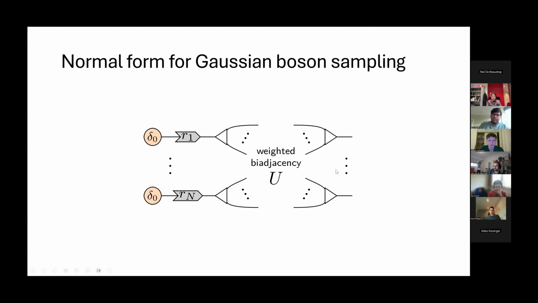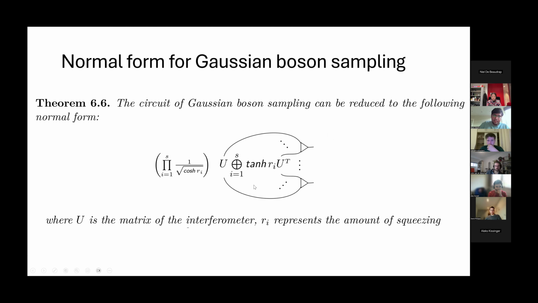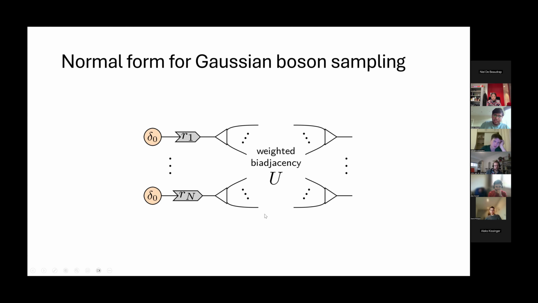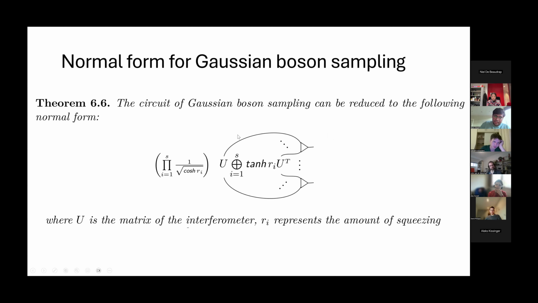Then we want to derive a normal form for Gaussian boson sampling, where we also input the vacuum state and a bunch of squeezing with some parameters. We want to reduce it to a form that we like. We do that, and we show that this diagram can be converted to this diagram where you have a bunch of W's, and there's the adjacency matrix, which is given here, that describes its connectivity. So this is the normal form for any Gaussian boson sampling circuit.